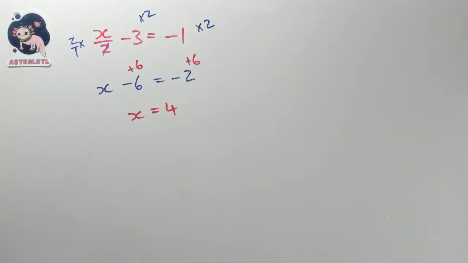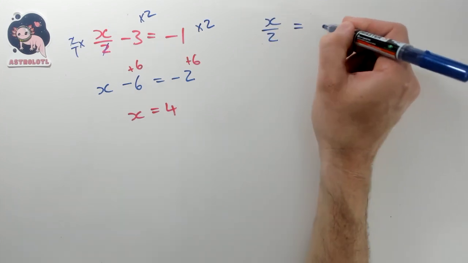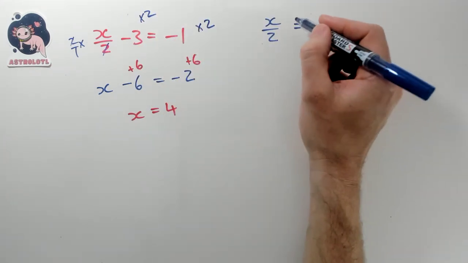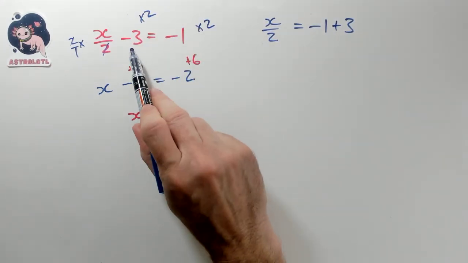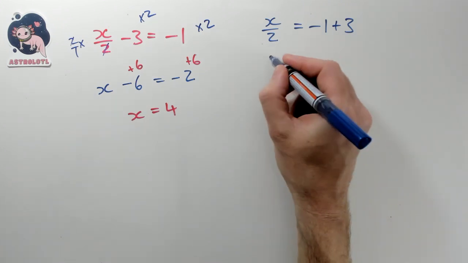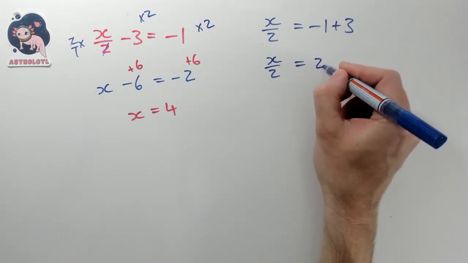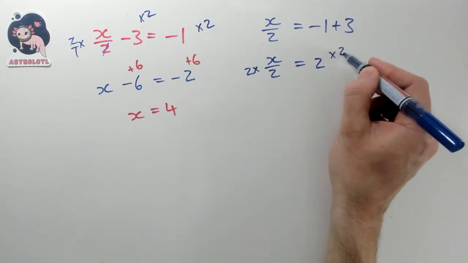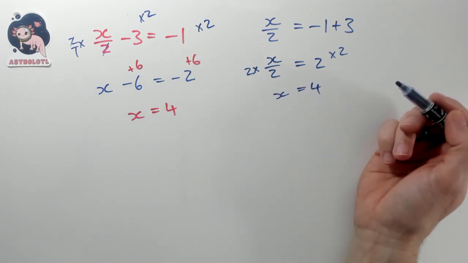The other route that I could have followed is I could have said, well, x divided by 2 is equal to negative 1, and I could have added the plus 3 first. So add the plus 3 on both sides, the negative 3 would have cancelled out, and then I would have x over 2 is equal to 2. And now I can multiply by 2 on both sides, and I would get x is 4. So you see, both got to the same place.